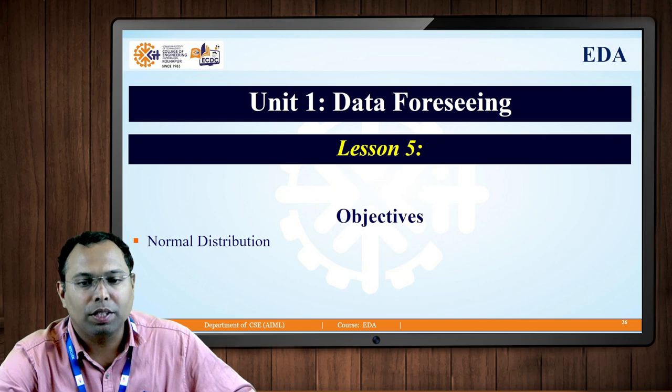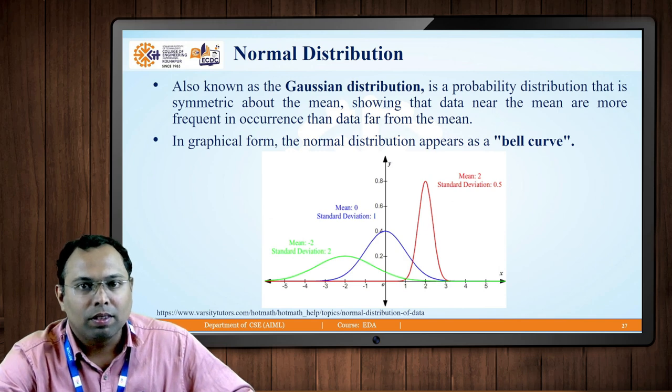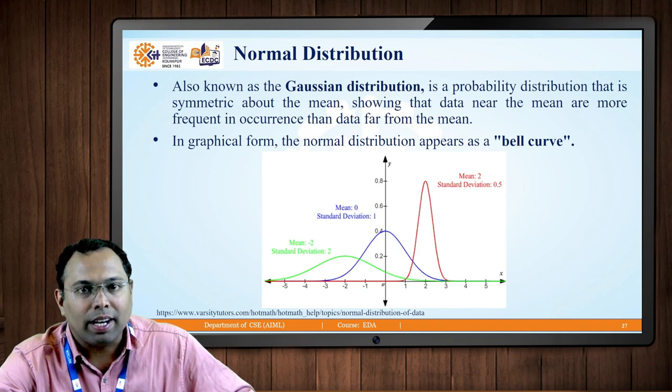The objective of this particular unit is to learn the concept of normal distribution. So let's get started. Normal distribution is also called Gaussian distribution. Basically, normal distribution is a way to understand the distribution of data points present in a data set.